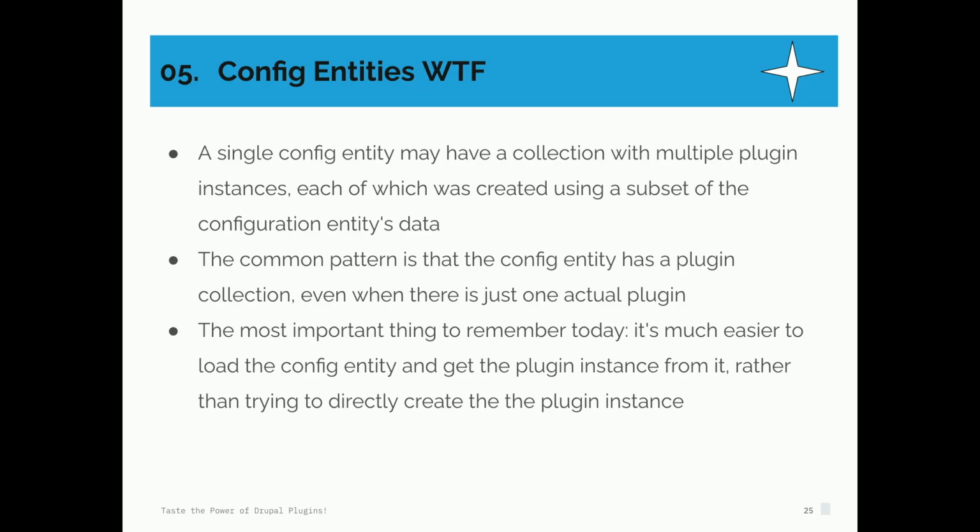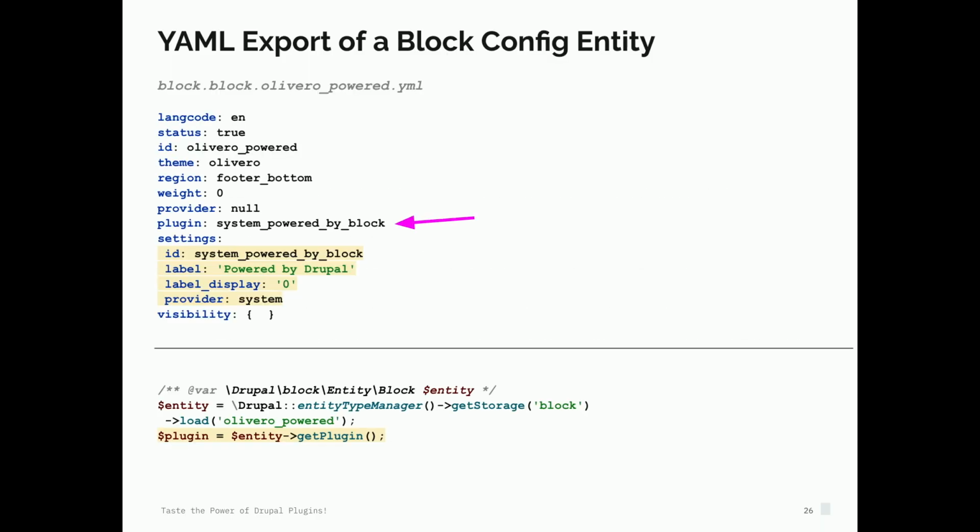And one of the key points, and it took me a long time to learn this, is that if you want to get access to a configured plugin, the easiest way to do that is to load the configuration entity that references that plugin, and then you can nicely ask the configuration entity, with a method, to give me the plugin instance with its configuration already loaded in there. And so I'll show you what that looks like in code. And this is actually way easier than trying to figure out how to put those two things together by hand.